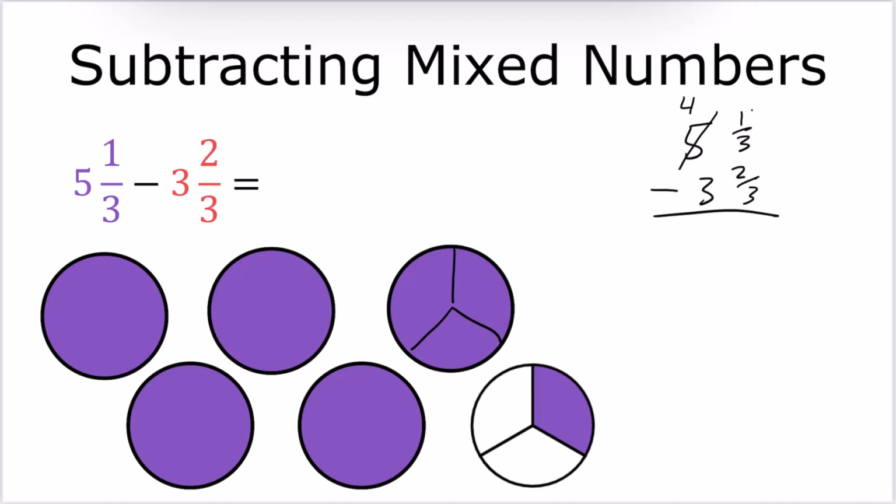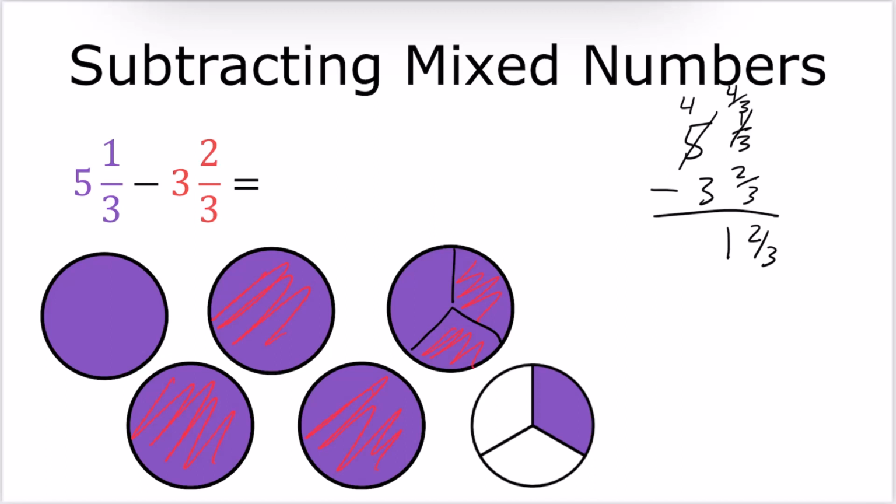And so this would become 4 thirds, and then I could subtract the fractions, and I could say, well, 4 thirds minus 2 thirds gives me 2 thirds. And 4 wholes minus 3 wholes gives me 1 whole. And I could show that visually by taking away 2 thirds from my fraction part, and then I could take away 3 wholes, and the amount that I have left is 1 whole and 2 thirds.